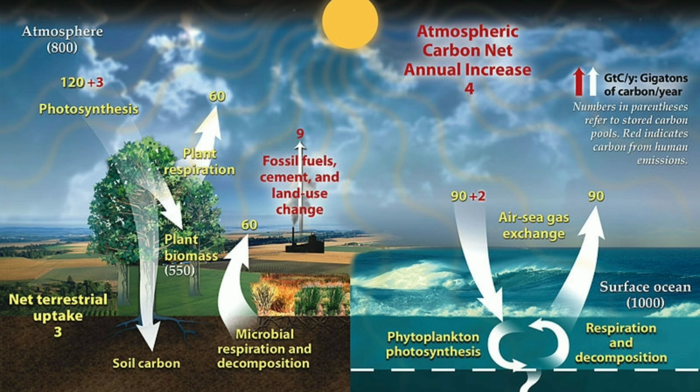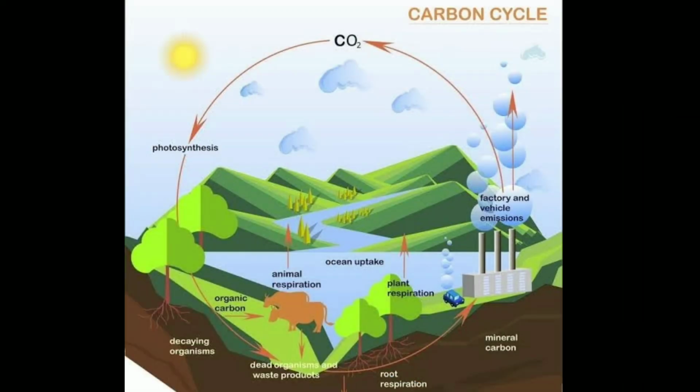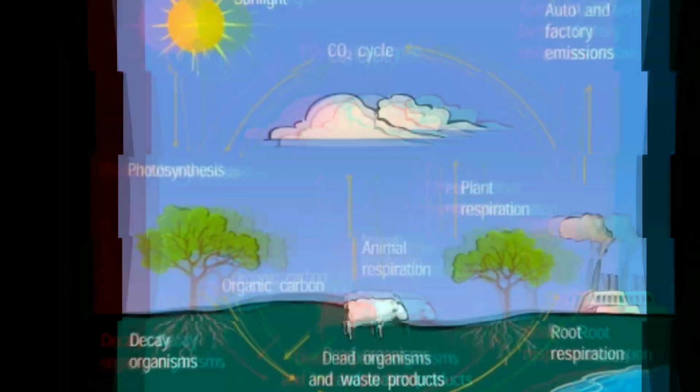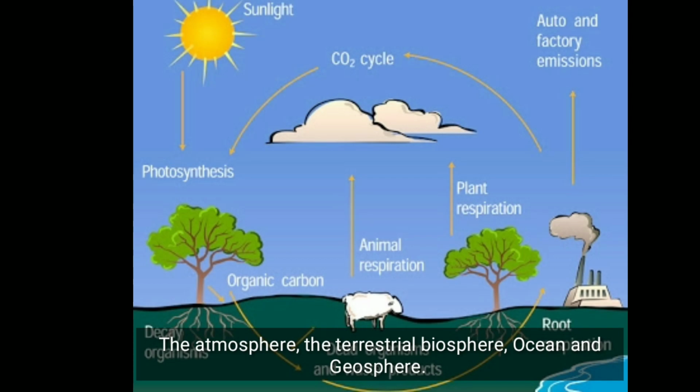It describes the movement of carbon as it is recycled and reused throughout the biosphere, as well as long-term processes of carbon sequestration. The global carbon cycle is now usually divided into the following major reservoirs of carbon interconnected by pathways of exchange: the atmosphere, the terrestrial biosphere, ocean and geosphere.